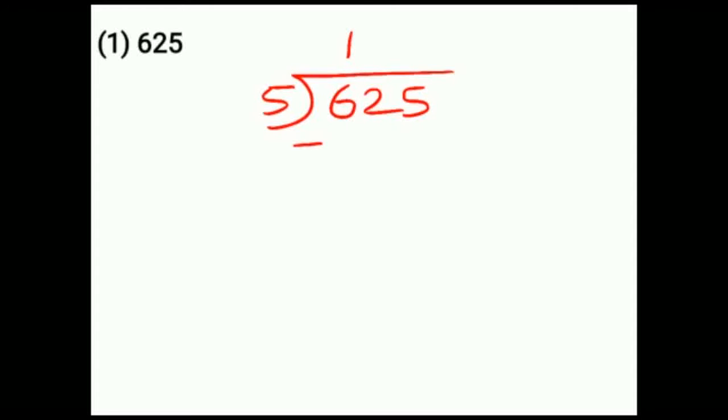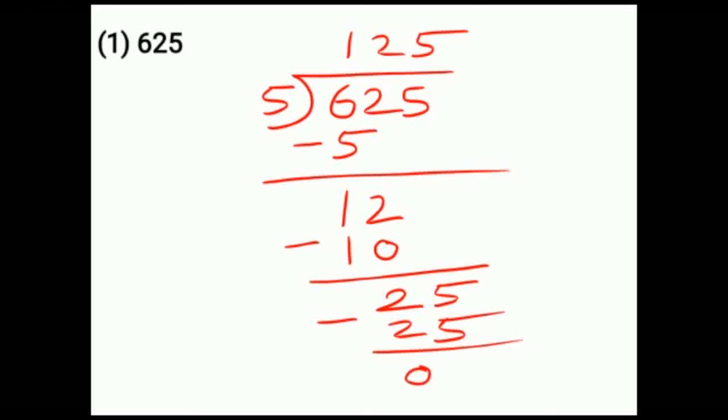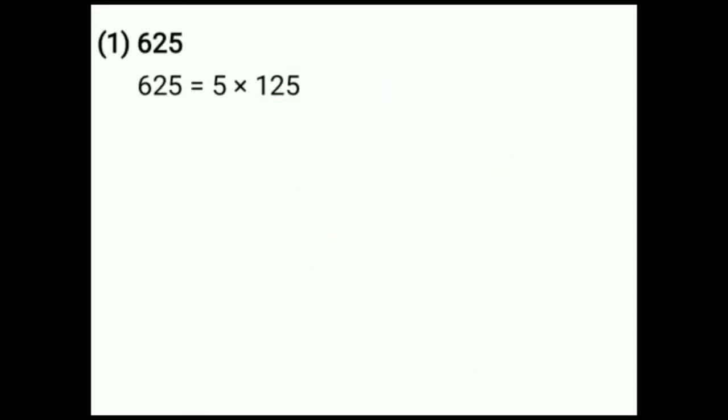Five ones are 5. 6 minus 5 is 1. 2 bring it down. 5 twos are 10. 2 minus 0 is 2. 5 bring it down. 5 fives are 25. That is, 625 is equal to 5 into 125.